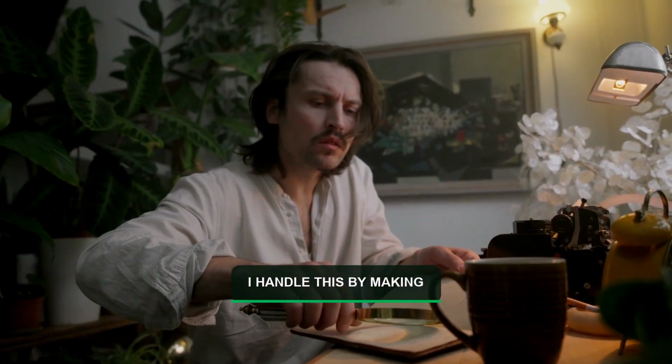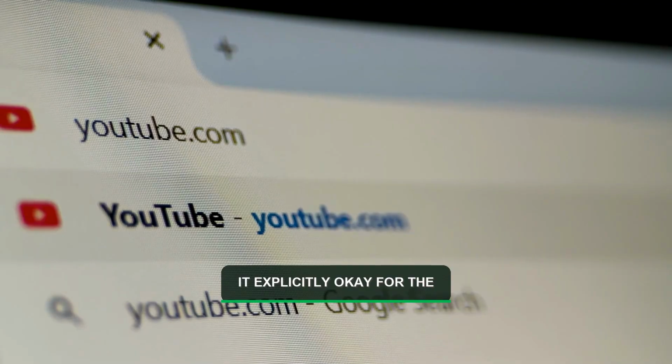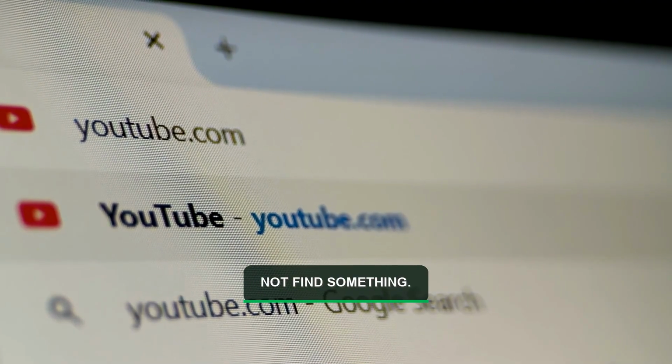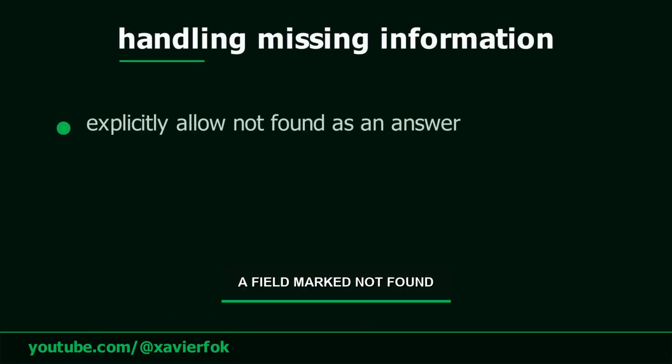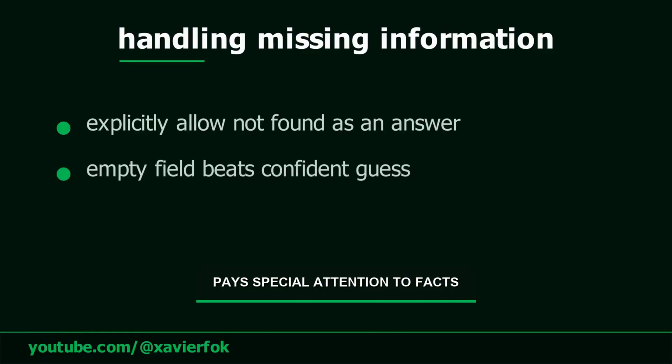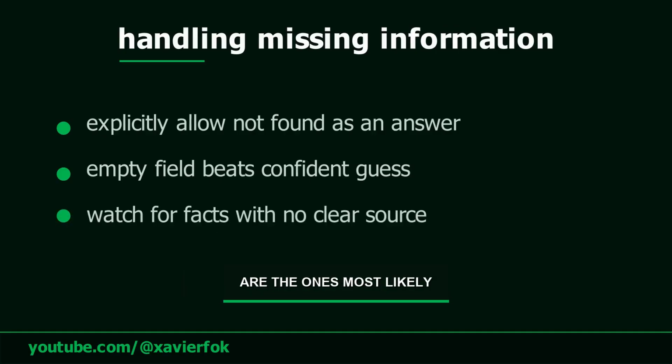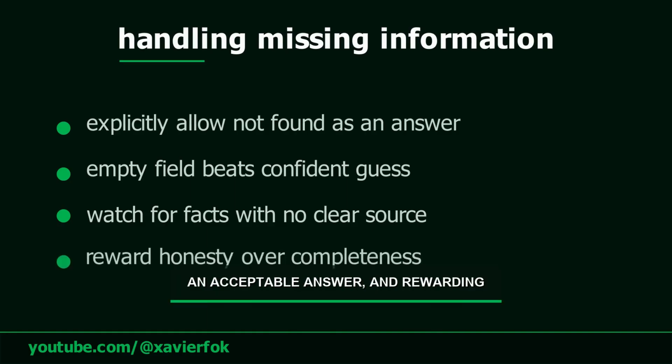I handle this by making it explicitly okay for the agent to say it did not find something. A field marked not found is a perfectly good answer, far better than a confident guess. And my own checking pays special attention to facts that seem to have appeared from nowhere, the ones with no clear source behind them, because those are the ones most likely to be invented. Teaching the agent that I did not find this is an acceptable answer, and rewarding it for honesty over completeness, removes the whole class of quiet fabrication.